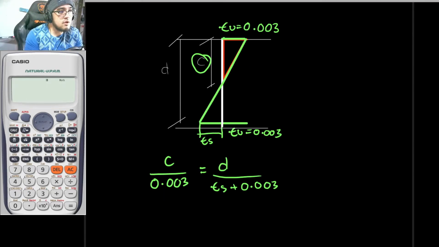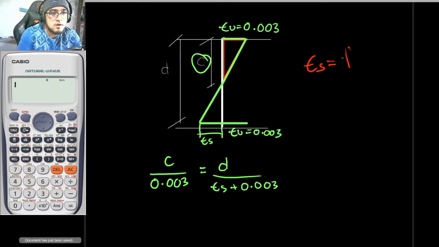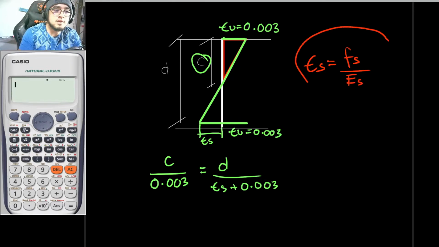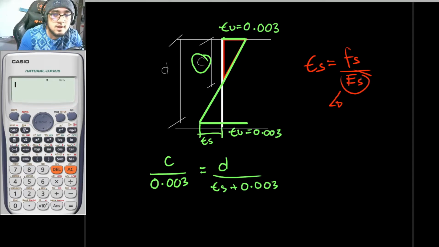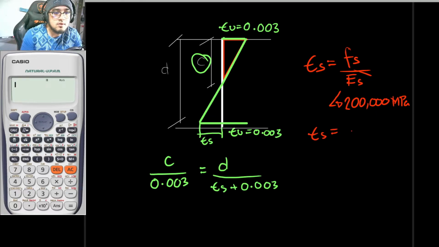Okay, but what about for your strain S? So from your mechanics of deformable bodies or your strength of materials, strain S or the strain of the steel is basically equal to the stress of the steel divided by modulus of elasticity. So memorize this one, guys. And for the modulus of elasticity, guys, this is for steel. Take note, guys. So for steel, this is to be a constant one. So this is to be 200,000 megapascals.